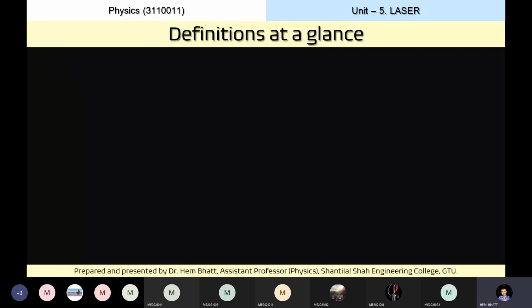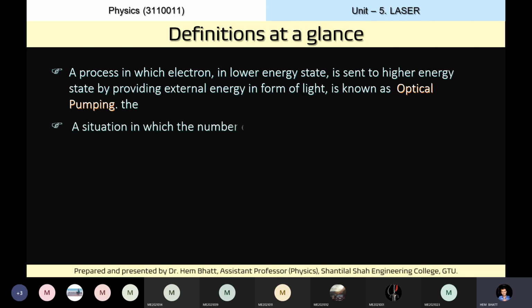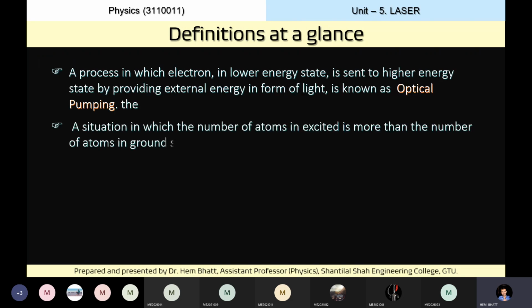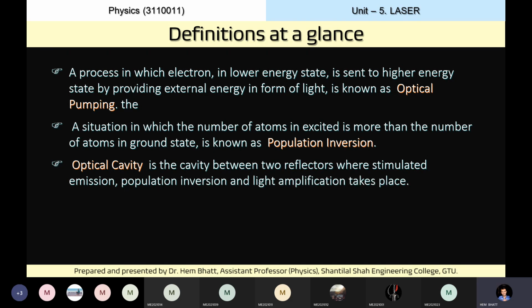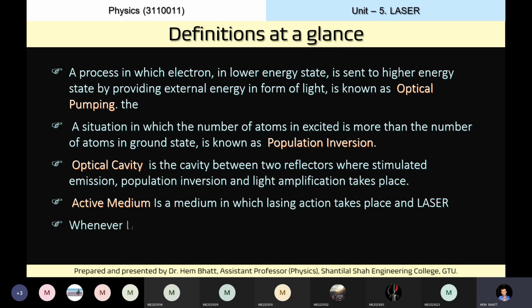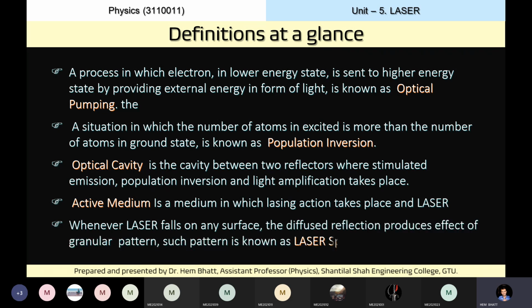Then in the last lecture we had these definitions of optical pumping, then population inversion, then optical cavity, and lastly we had laser speckles and active medium also. તો આટલું આપણે લાસ્ટ ટાઈમ કર્યું હતું. આમાં કોઈને કાંઈ ડાઉટ હોય તો પૂછી લ્યો. એની ડાઉટ? ઓકે.